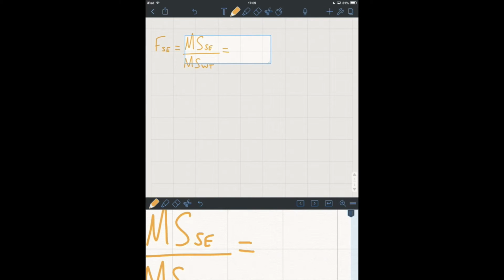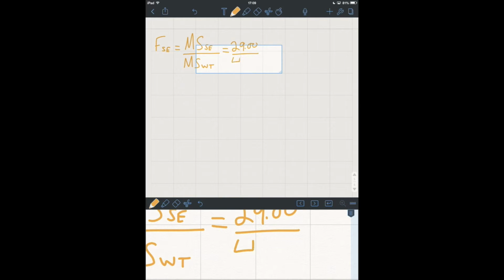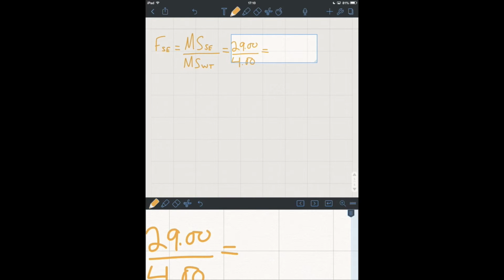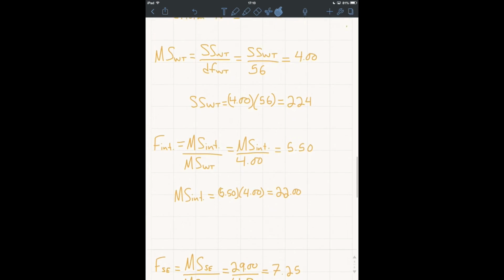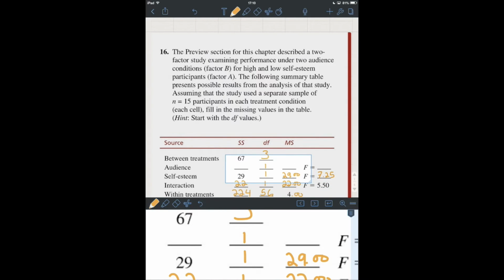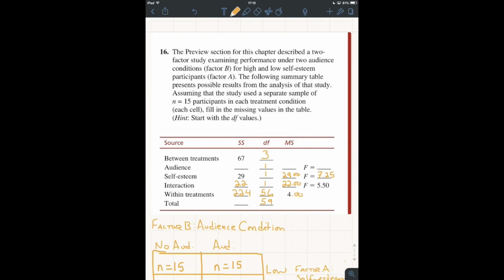This equals 29.00 divided by 4.00 equals 7.25, and we can put that into the table above. So the F ratio for self-esteem is 7.25. And then the next thing we can do is find the sums of square for audience in order to get the MS for audience and the F ratio for audience.